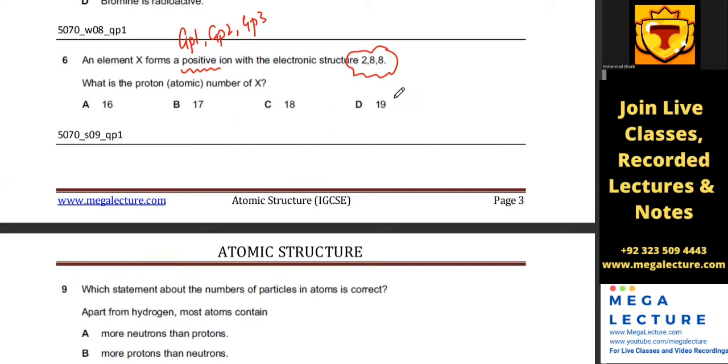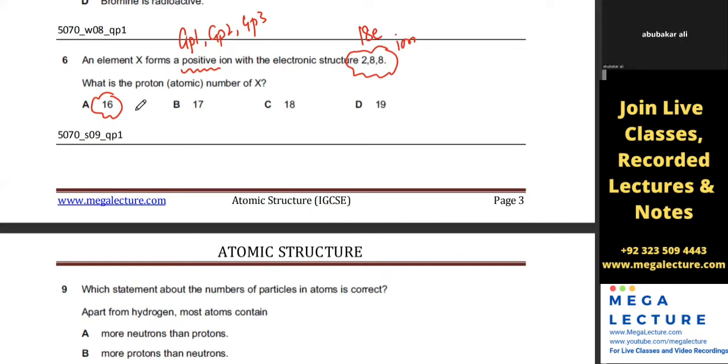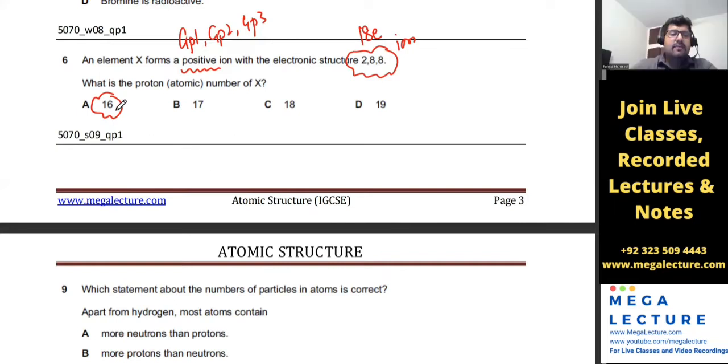Remember, this is the electronic configuration of the ion. It has already lost or gained electrons. For example, let's look at 16. If the atom had a proton number of 16, and the ion has 18 electrons, so how many electrons got added over here? 2 got added.